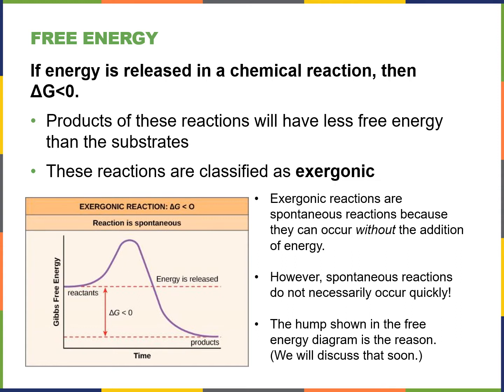So now let's talk about what these G values mean and why they're important to understand. So if energy is released in a chemical reaction, then the change in G is going to be negative. It's going to be less than 0. So this is because the reactions that release energy have a delta G value less than 0. A negative delta G also means that the reaction's products have less free energy than the reactants. So because they gave off some type of free energy during that reaction.